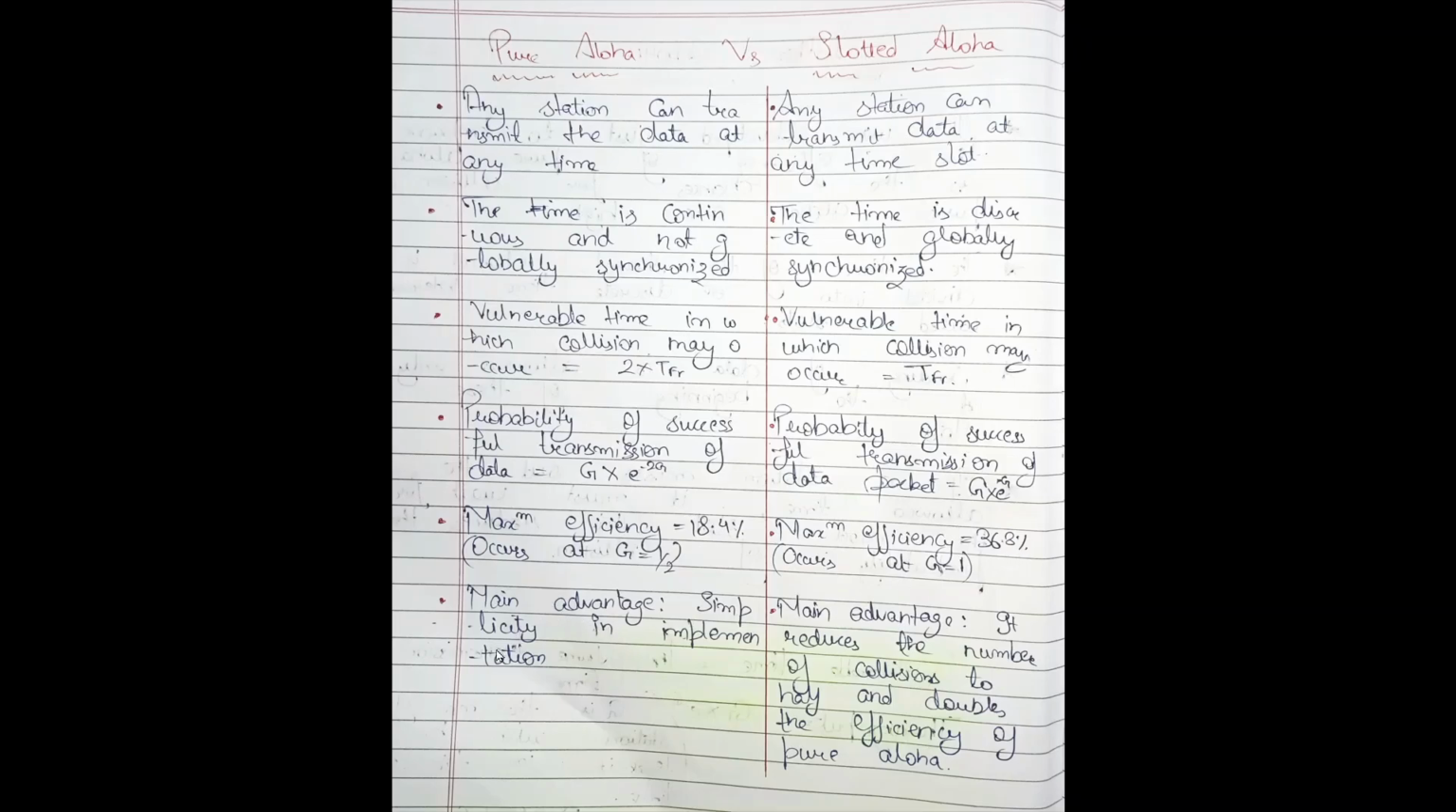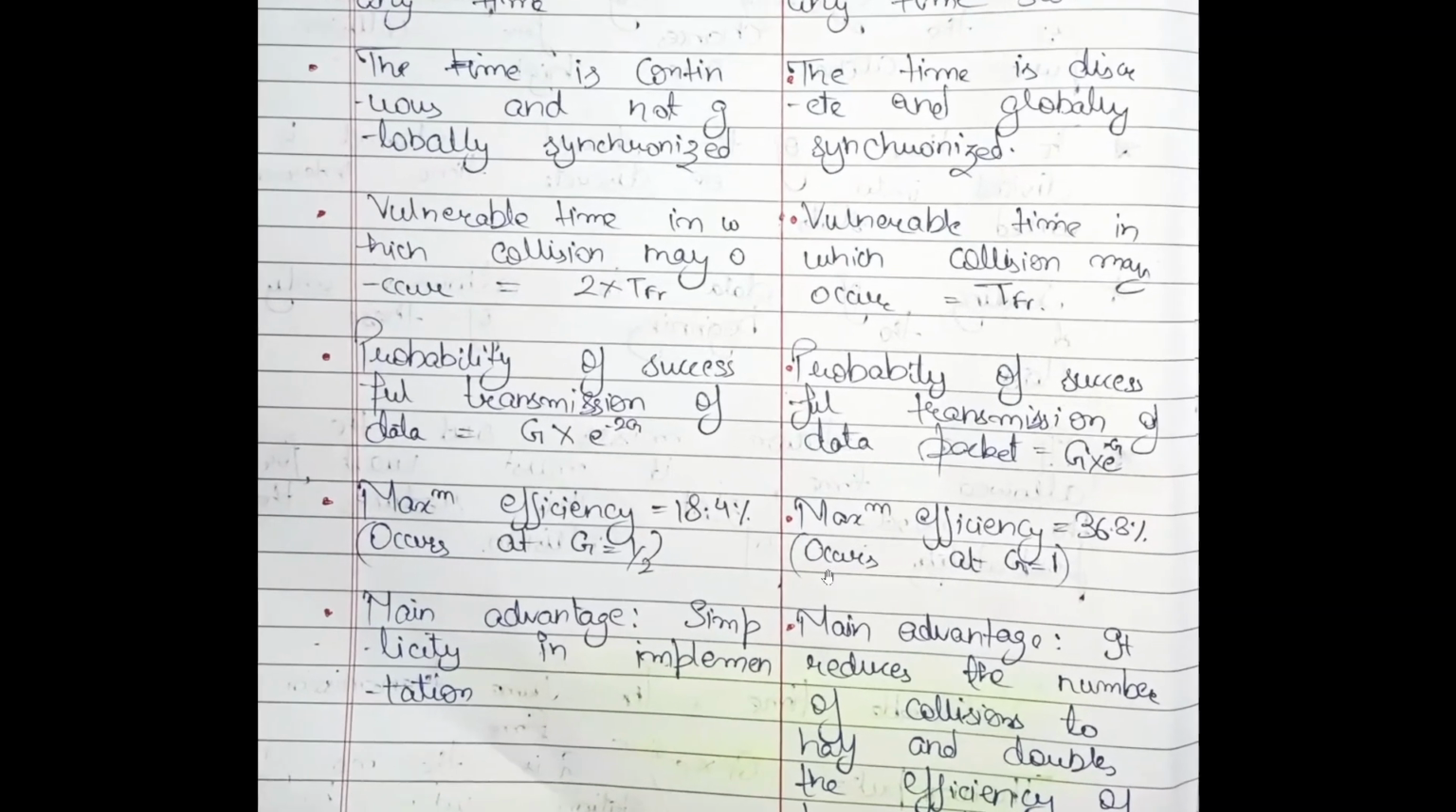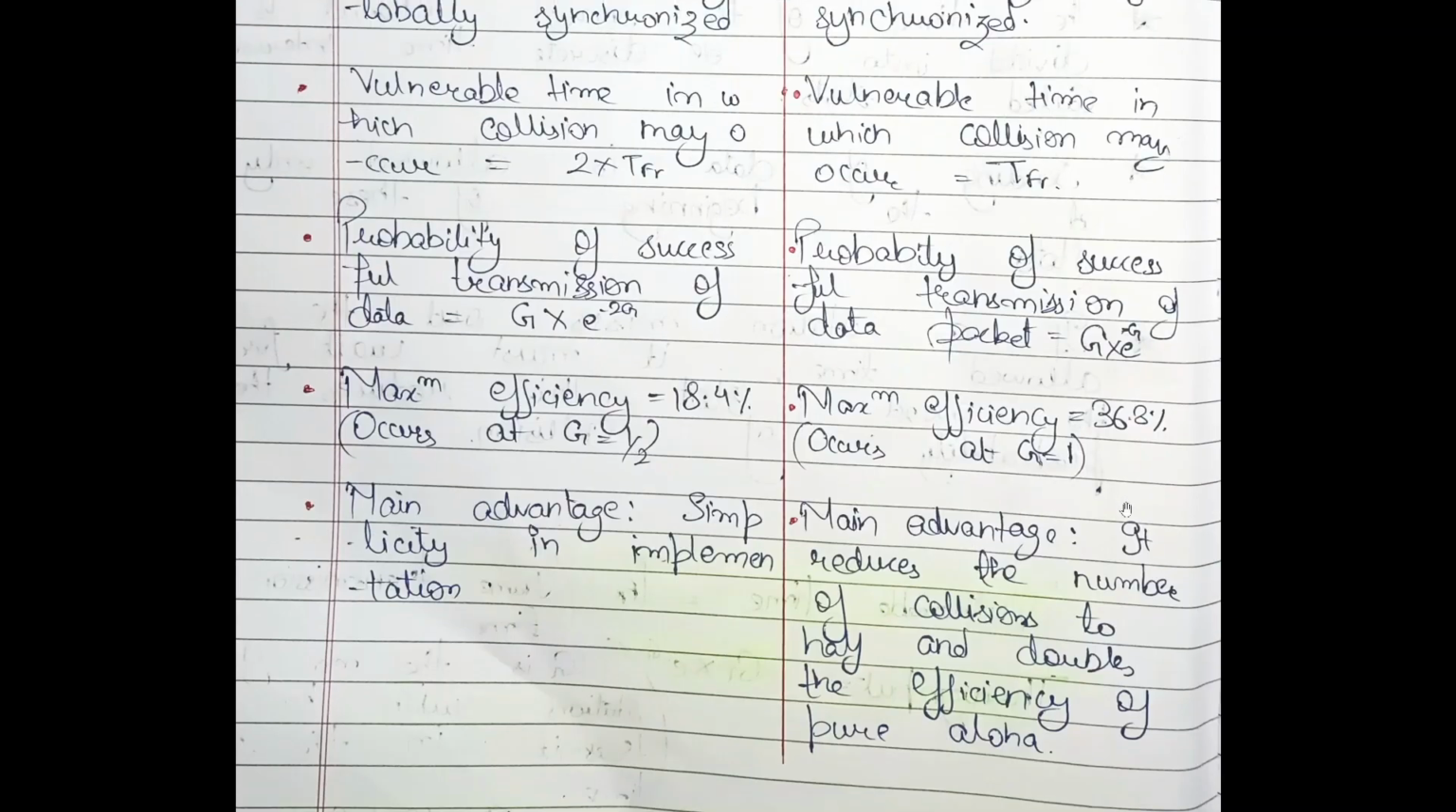Advantages: pure Aloha is pretty simple to implement. However, slotted Aloha reduces the number of collisions to half and doubles the efficiency of pure Aloha.